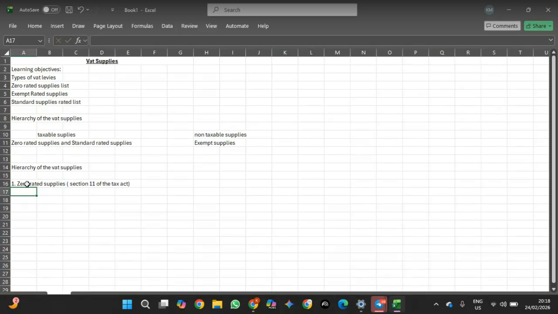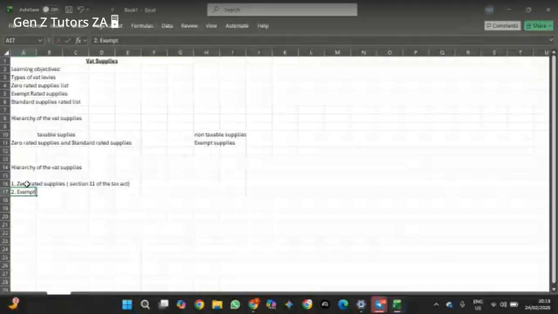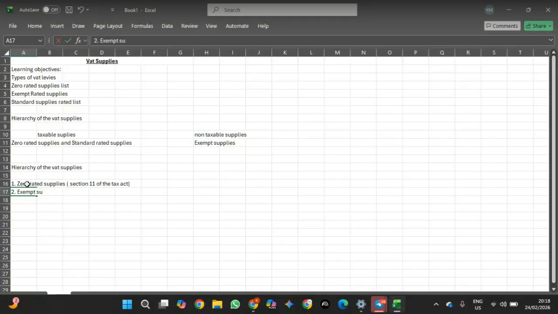Then secondly, before you even go to standard, you should go to exempt supplies. That is not based on section 11, that's based on section 12. Okay, perfect, so it's simple. One is section 11, the other is section 12. Don't even need to stress that much. It just follows each other. So those are the rules, right?